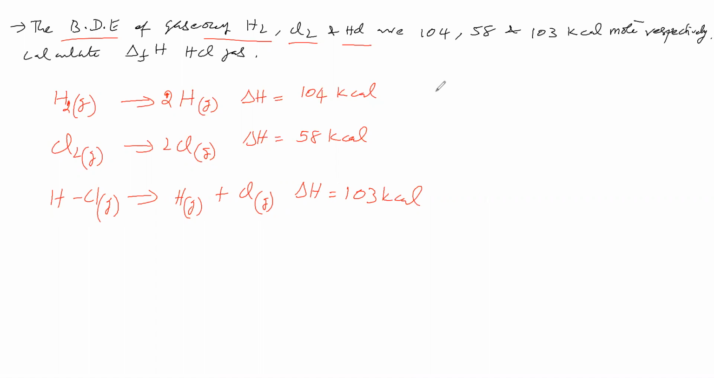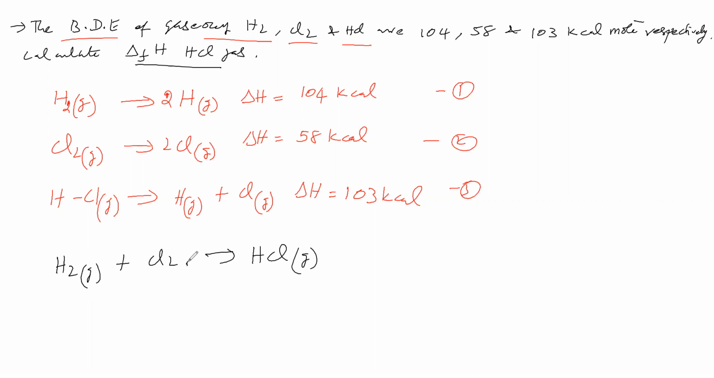Okay. So we got three equations as per the given data. Then we will go for the required data. What is the required data? The enthalpy of formation of HCl gas. For formation of HCl gas, write HCl gas on the right side and the constituent elements, hydrogen and chlorine, on the left side. Now we have to balance this equation by keeping HCl gas as 1 mole.